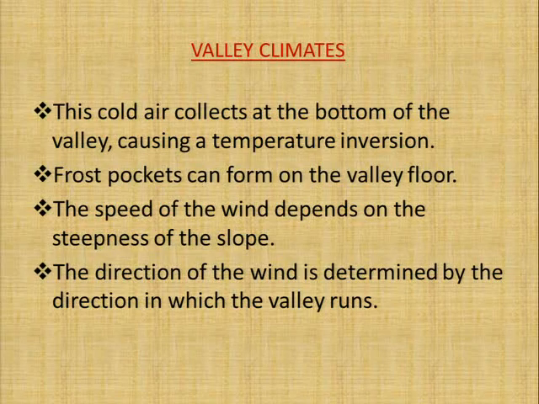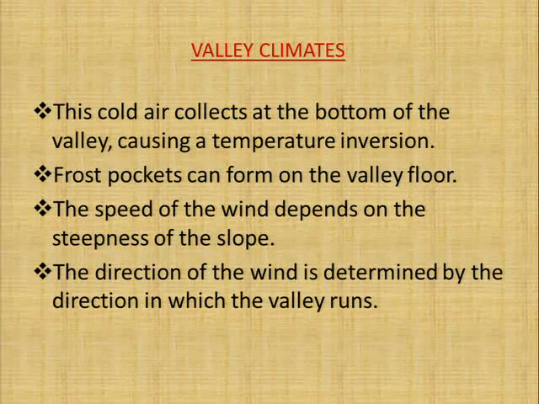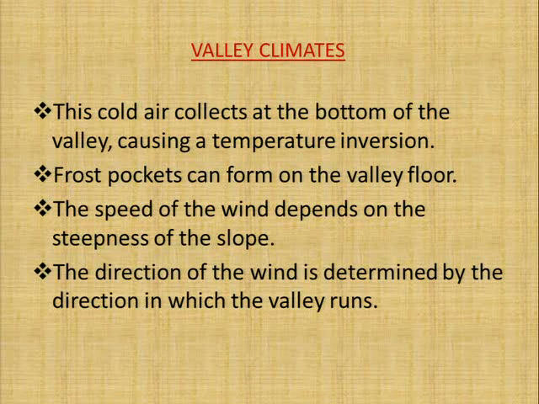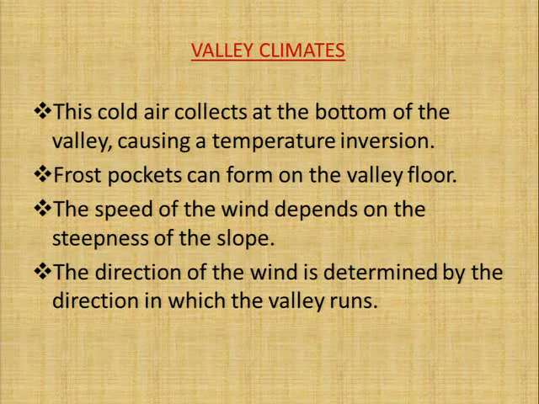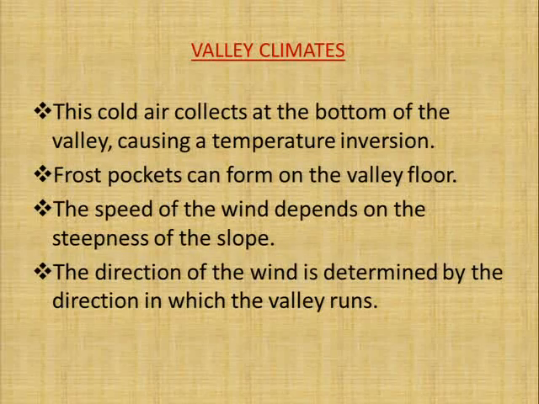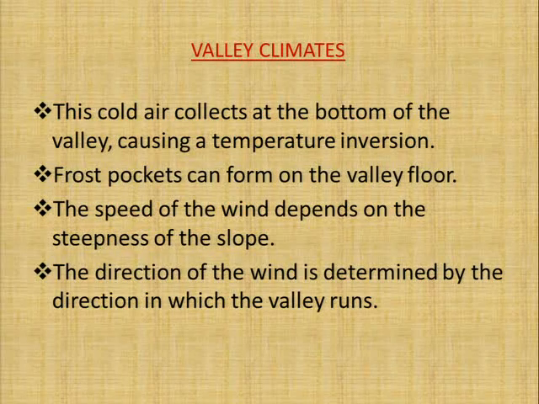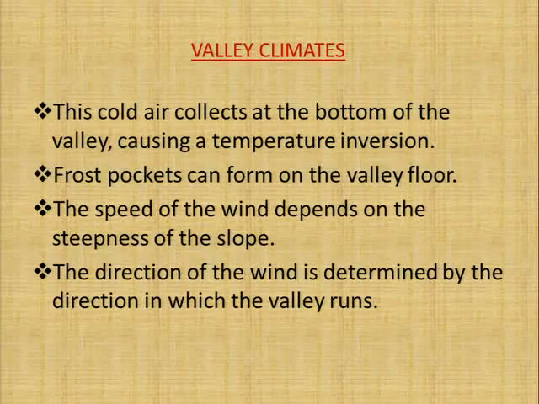In other words, the air that has collected in the valley during the day is warm. Now, because this cold air is coming down the slope, it is forcing the warm air, which is light, to rise. Then it causes temperature inversion. So in this case, the warm air rises. Now the temperature is increasing with altitude. So the frost pockets can form on the valley floor.